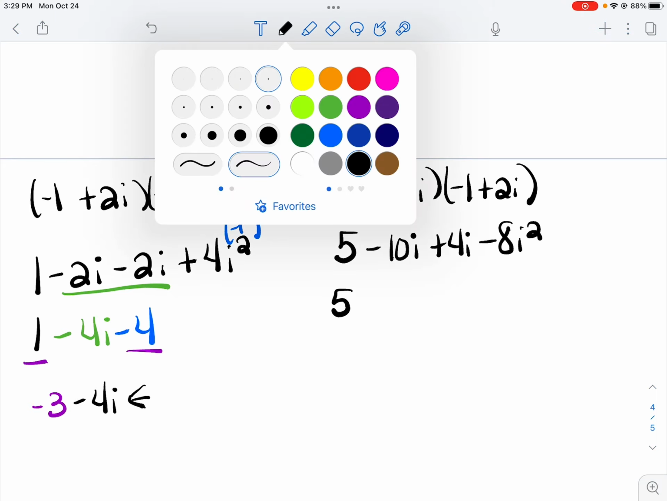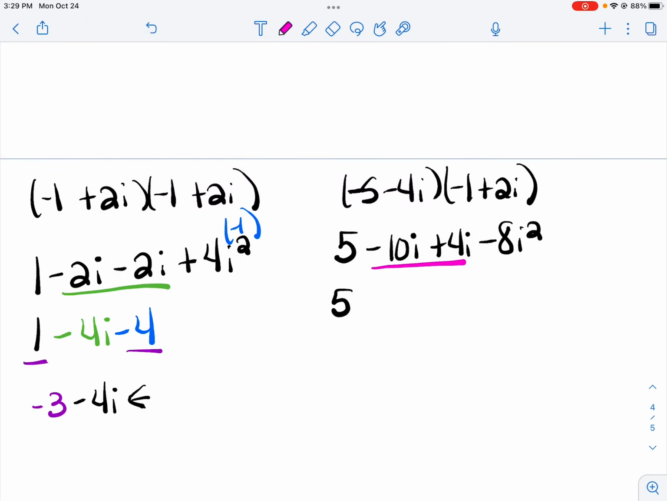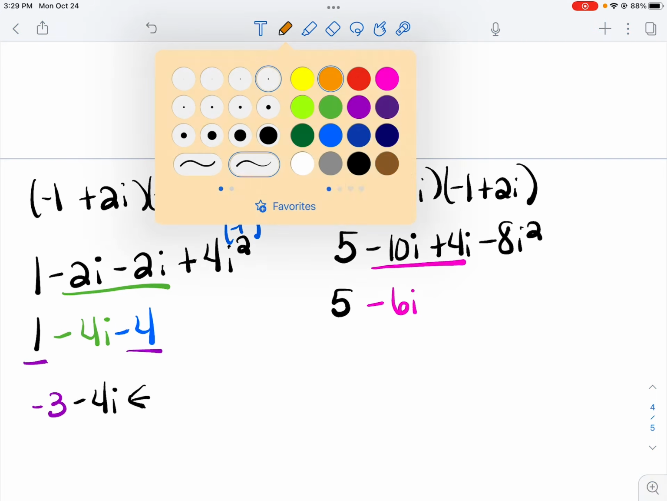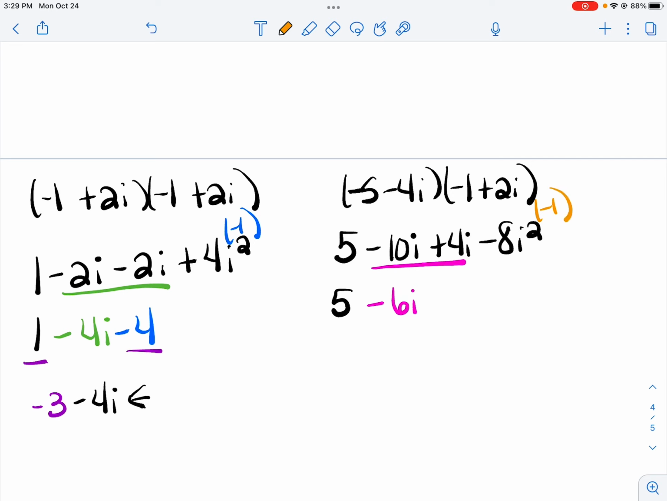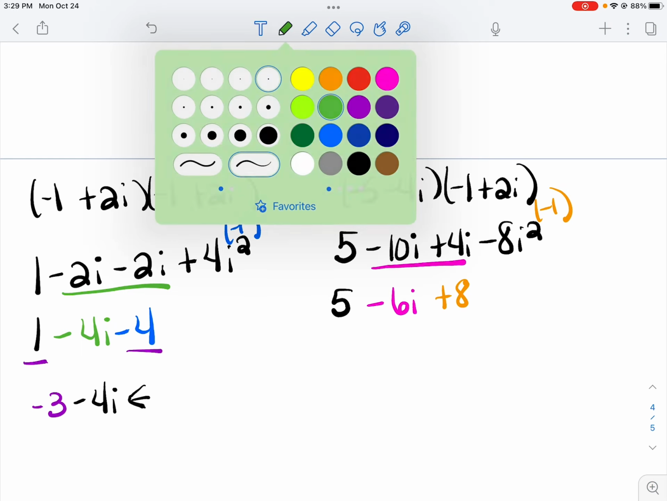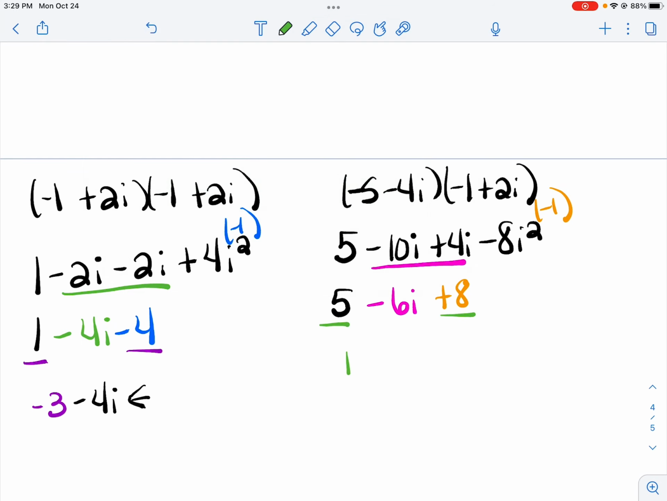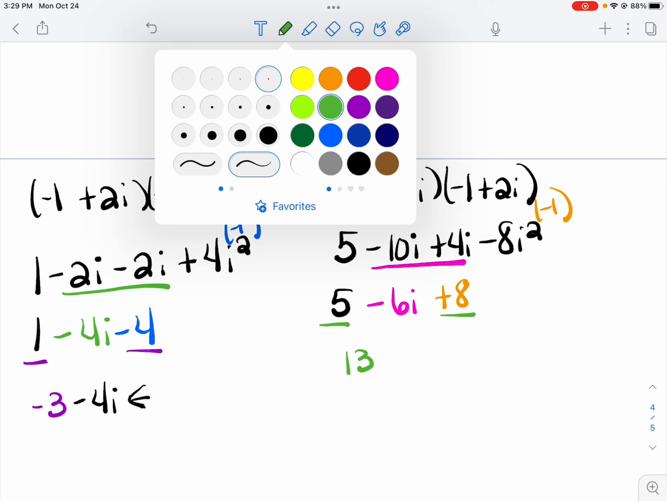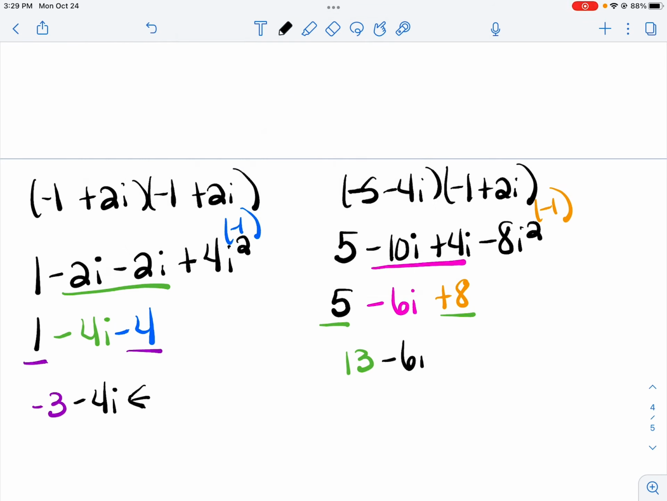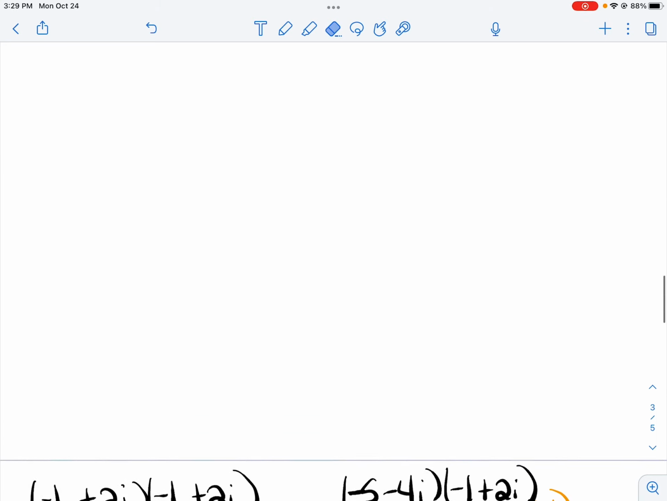Once again, put your like terms together. Negative 10i plus 4i is minus 6i. i squared is negative 1, so negative 8 times negative 1 is a positive 8. And we have like terms, so 5 plus 8 is 13. And bring down the minus 6i. We're going to add this value to the next column.